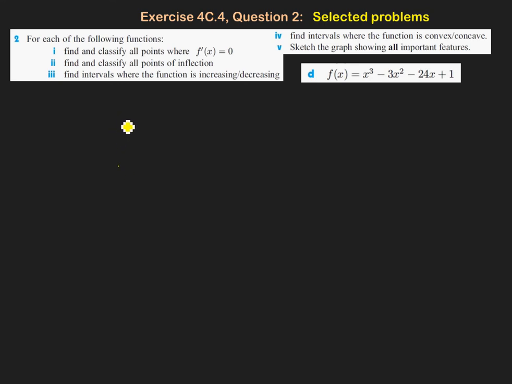Alright, let's look at this question 2 of exercise 4C.4. It's basically just curve sketching, and parts 1 to 3 ask us to determine the nature of stationary points, find the point of inflection, and find the intervals where the function is increasing and decreasing. So here goes. Look at f prime. This is a function, in case you missed it.